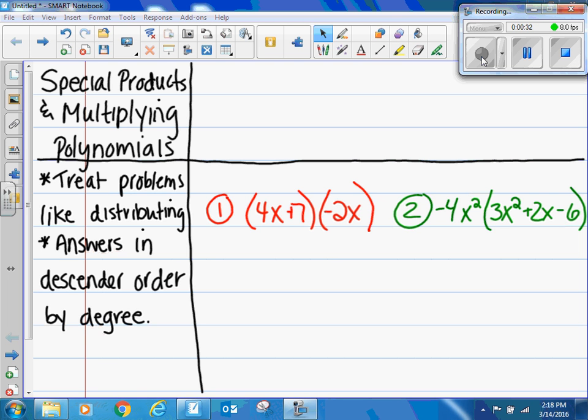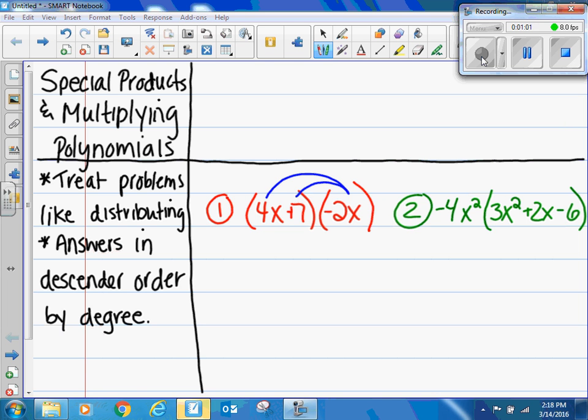binomial, trinomial, or polynomial. Also, you want to make sure that we're being consistent with keeping our answers in descending order by degree. We always want to make sure that our answers are in standard form, which means that they are in descending order by degree. So for my first example, I am going to distribute this negative 2x to both of these terms inside. You always want to start and distribute your monomial inside to the other one.